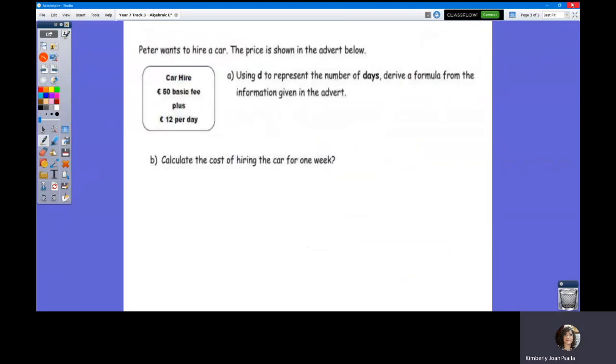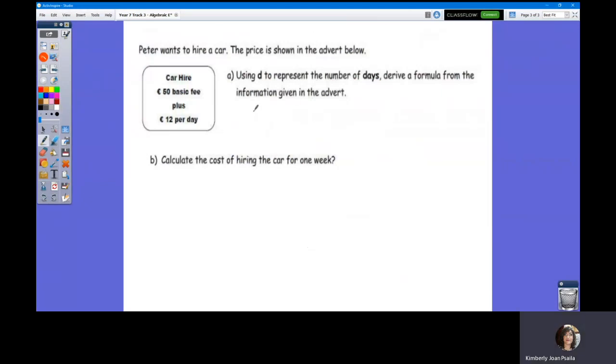Final question here. Peter wants to hire a car. The price is shown in the advert below. So here we have an advert. What does it say? Car hire: you have to pay 50 euro basic fee plus 12 euro per day. So this 50 euro you only pay once, plus 12 euro for every day you are going to hire the car. Now what is he asking here? Using D to represent the number of days, derive a formula from the information given in the advert. So we have to change this advert into a simpler formula.